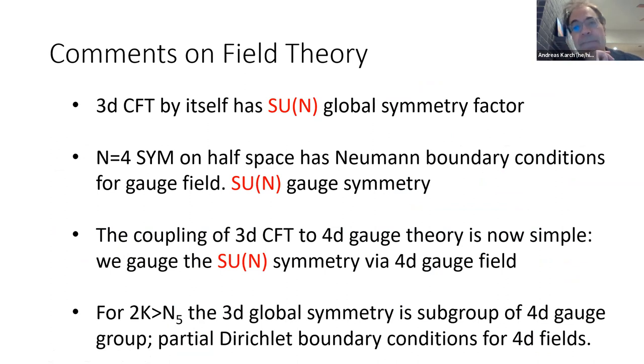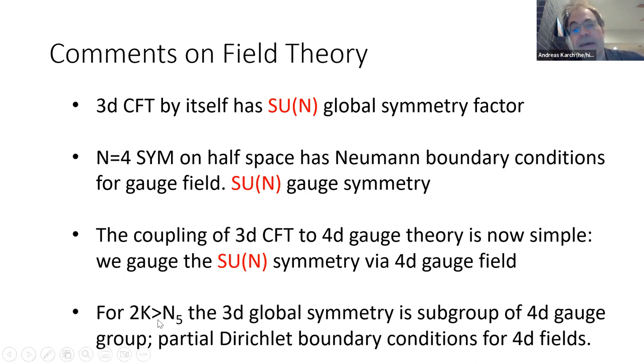So how does this coupling work, how is the 3D boundary talking to the 4D bulk? That's very easy in this picture. The 3D CFT itself has some SU(N) global symmetry. And for N=4 super Yang-Mills on half space, you impose Neumann boundary conditions for the gauge field, so it has some SU(N) gauge symmetry. The way the two talk to each other is simply by gauging this SU(N) global symmetry of the 3D CFT and making it the 4D gauge group. So you can think of the 3D CFT as some complicated matter which has some SU(N) global symmetry, and I can couple it by standard minimal coupling to the SU(N) gauge fields of the N=4 theory.